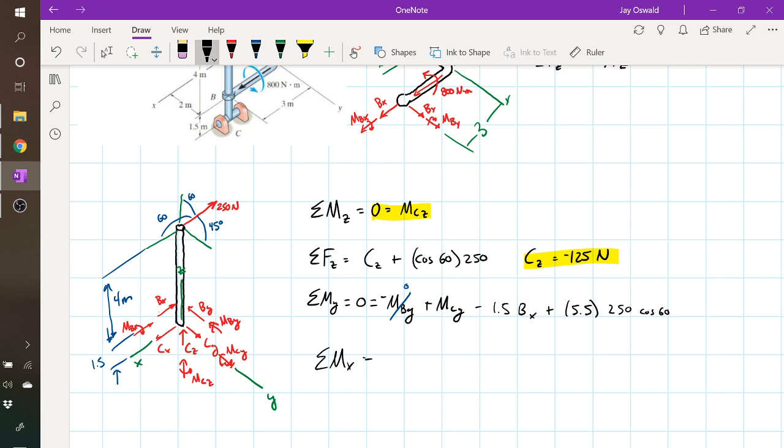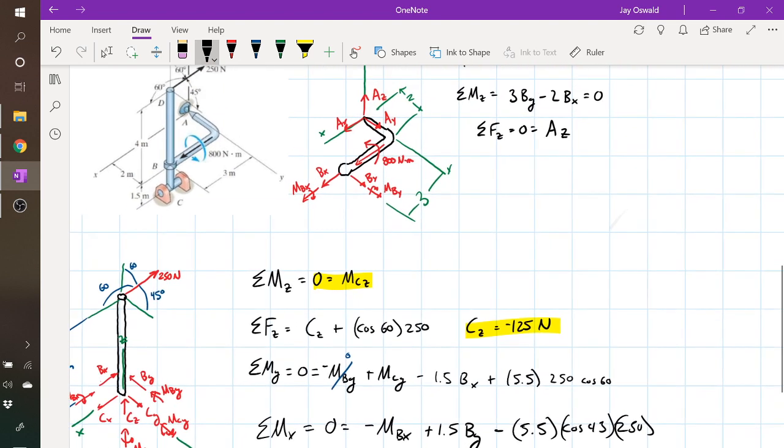So sum of moments about x is going to be a similar story. We don't have an MCX. We do have a minus MBX. Then it's going to be plus 1.5 BY. And then it's going to be minus, I'm just taking your word for it, 5.5, right? Cos 45 times 250, right?